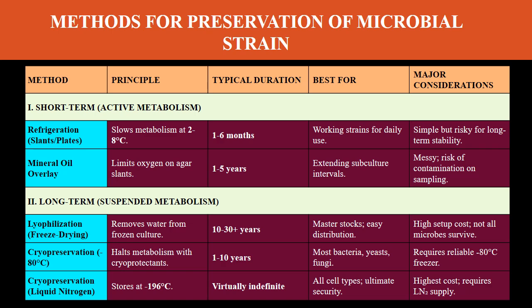And the next one is cryopreservation using liquid nitrogen. The principle is that it stores at minus 196 degrees Celsius. The typical duration is virtually indefinite, and it is best for all cell types and has ultimate security. The major considerations are that it has the highest cost and requires a liquid nitrogen supply.